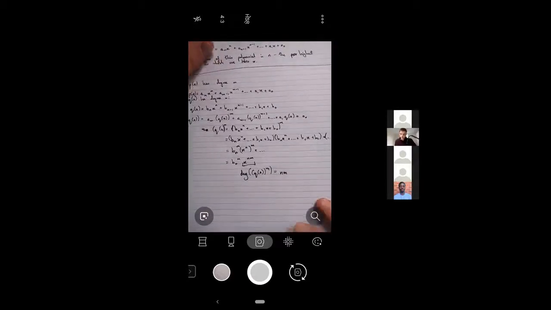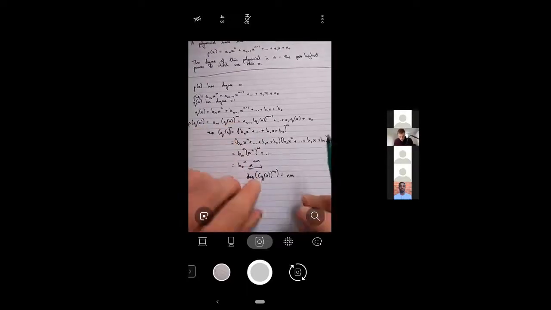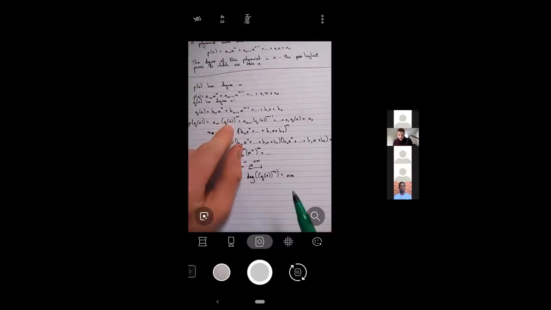Okay, now we also have to be sure. So we're pretty sure that nm is the degree of this term, but we have to be sure that the other terms don't have some other higher degree.